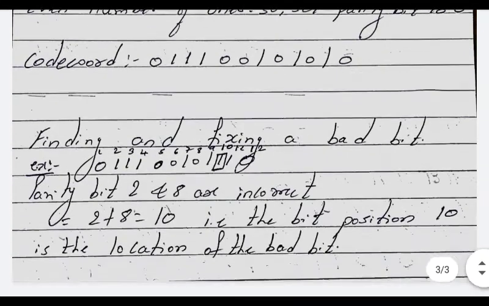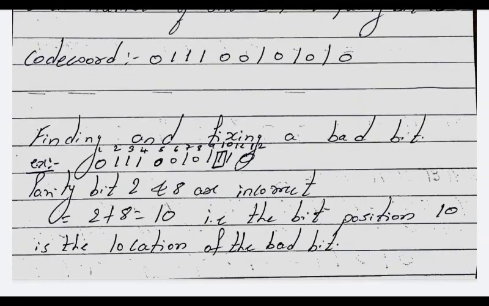Now here we are going to take an example. During the transmission of this code word, the position 10 bit is 0, and during the transmission the position 10 bit is changed to 1. Is it clear? During the transmission the position 10 bit is changed to 1. Now how is the receiver going to find it?